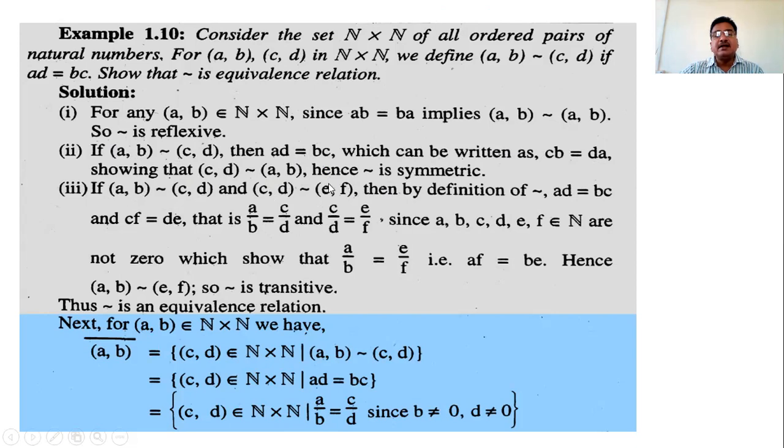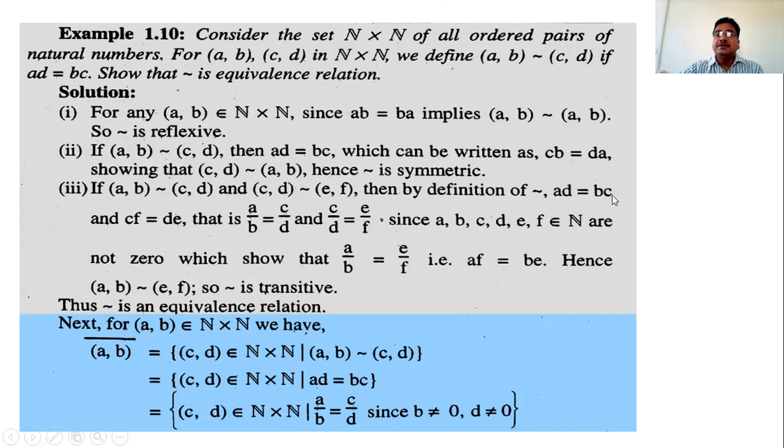The next condition: take three elements from N cross N, AB, CD, and EF, such that one is related to the second, and the second is related to the third. That is, AB is related to CD, and CD is related to EF. Now what do we have to show? AB is related to EF. But AB is related to CD implies what? AD is equal to BC. We have this from this. And CD is related to EF, what we have? CF is equal to DE. And from these two equations, we have to show this, AB is related to EF, means AF is equal to BE.